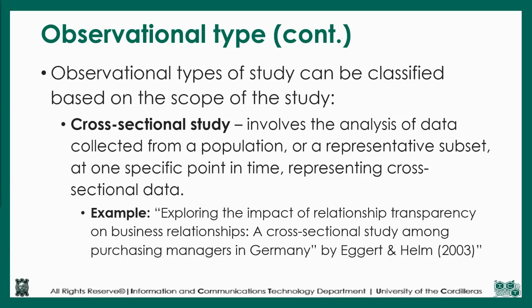So you will not look at any other subjects, other factors. You will simply focus on what they were doing at that time at that specific subject for that class. So you are not going to consider other factors. It is again a sort of a snapshot. You are only looking at one specific point in time. So an example of that is shown below. Exploring the impact of relationship transparency on business relationships, a cross-sectional study among purchasing managers in Germany by Eggert and Helm, 2003. So again, this is an example of how research is done in this case.